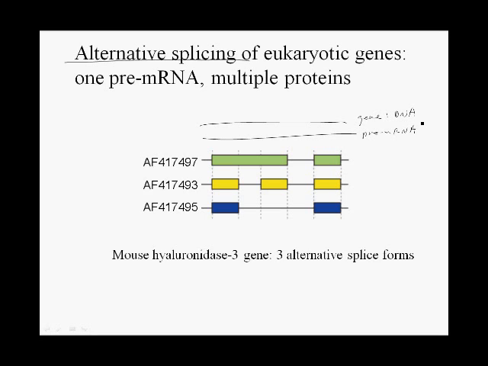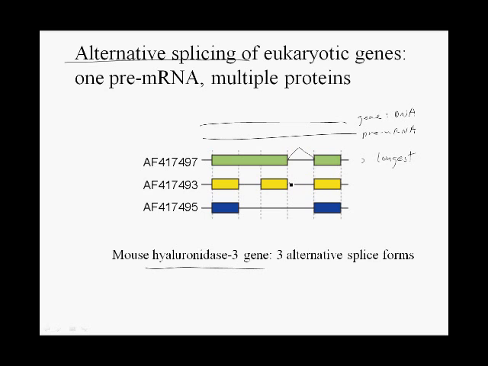Here's an example of the mouse gene, hyaluronidase 3. And we know that this mouse gene can be spliced in 3 different ways. So the same pre-messenger RNA under different conditions, and maybe sometimes even in the same cell under different conditions, can be spliced 3 different ways. One way, it undergoes a single splicing, and it makes this protein, which turns out to be the longest version of this protein.